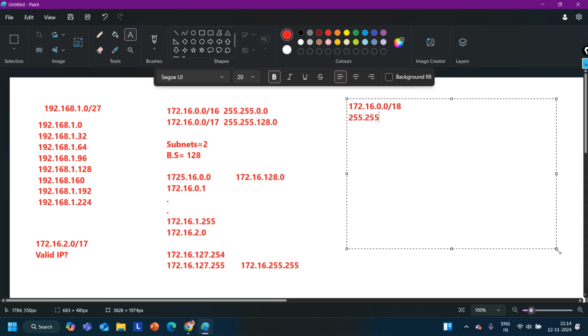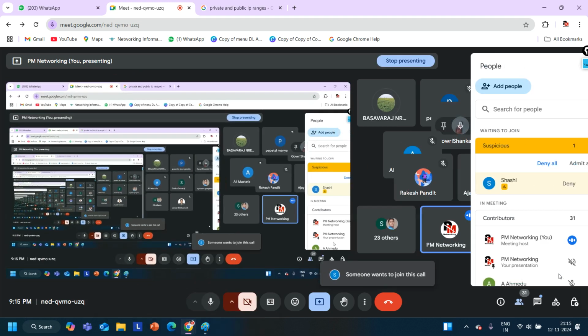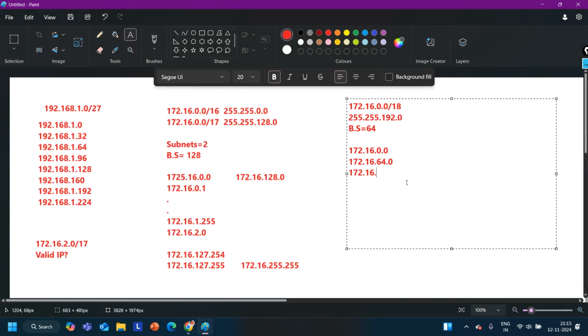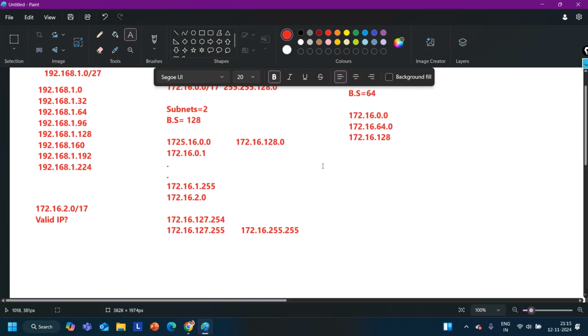172.16.0.0/18, subnet mask 255.255.192.0, block size is going to be 64. So first subnet is 172.16.0.0, second subnet 172.16.64.0, third subnet 172.16.128.0, and so on. This way we can perform the subnetting. For class A also we are going to use the same formula.